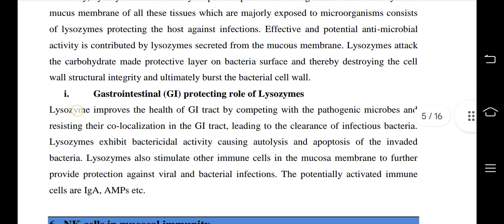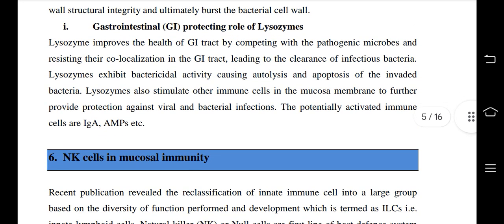Then, the gastrointestinal protecting role of lysozymes. Lysozymes improve the health of the GI tract by competing with the pathogenic microbes and resisting their co-localization in the GI tract, leading to the clearance of infectious bacteria. Lysozymes exhibit bactericidal activity causing autolysis and apoptosis of the invading bacteria. Lysozymes also stimulate other immune cells in the mucosal membrane to further provide protection against viral and bacterial infections. The potentially activated immune cells are IgA, AMPs, etc.